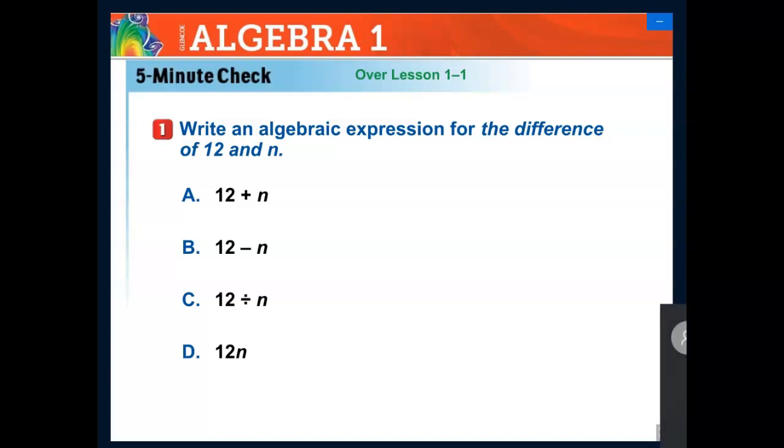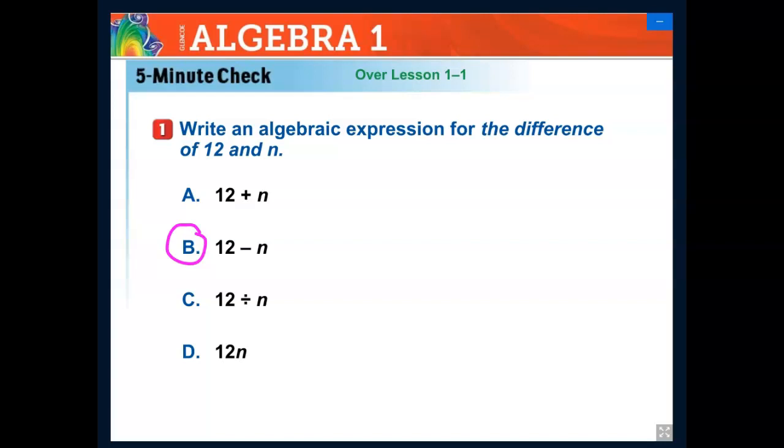Okay, so very close. That would be the word divide or quotient. So, Nevaeh, what's difference mean? Subtracting. Perfect. So our answer for this problem is B. How many of us had B? Half. That's pretty good. We got this, guys.